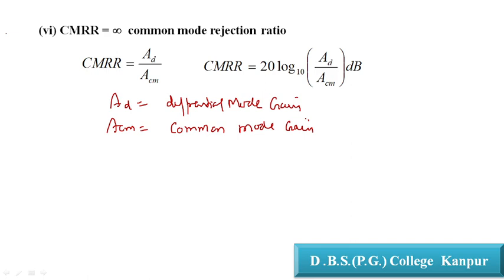Whenever a common voltage is applied to both the inverting and non-inverting terminals, that is called the common mode, and the gain in that mode is called ACM. If you take the ratio of AD and ACM, that is called CMRR. CMRR in dB is 20 log base 10 of AD upon ACM.